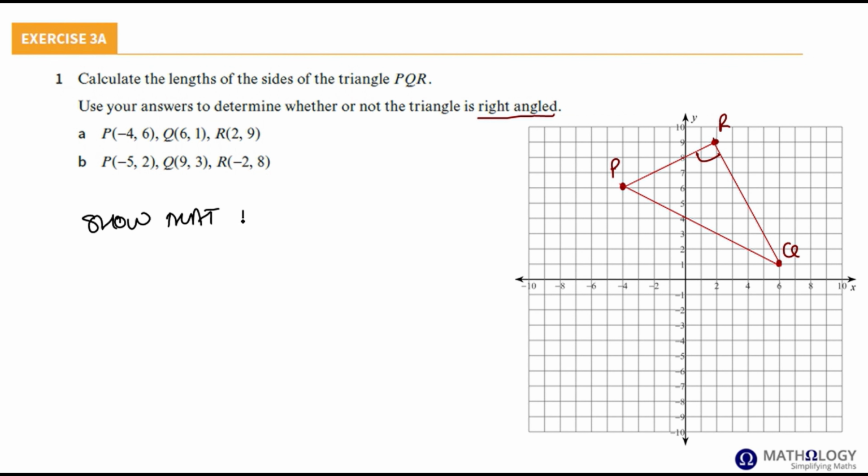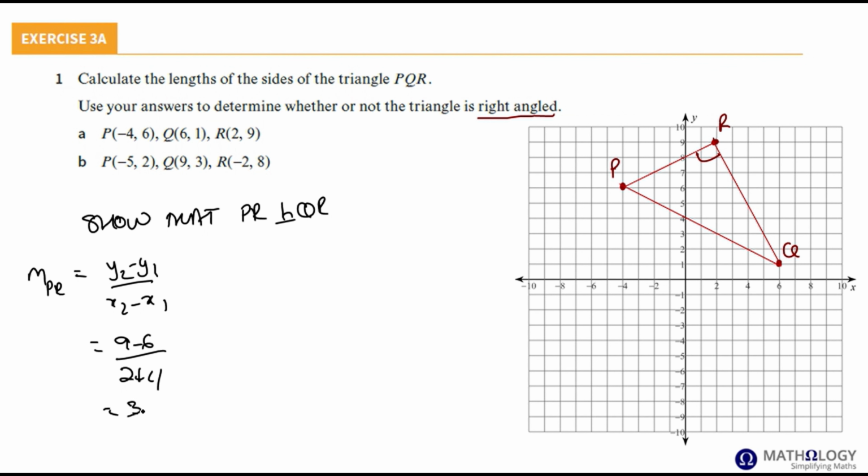Okay, now the second approach to showing that PQR is right angled is to show that PR is perpendicular to QR. And to do that, we're going to work with the gradients of PR and QR. So the gradient of PR is y2 minus y1 over x2 minus x1. So we'll have 9 minus 6 over 2 minus minus 4, 2 plus 4. That gives us 3 over 6, which is a half.